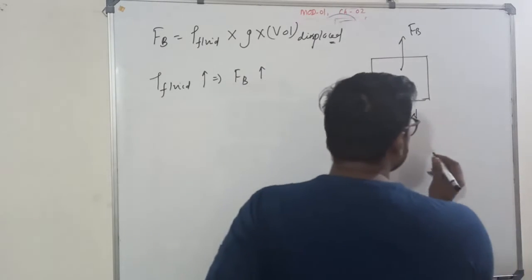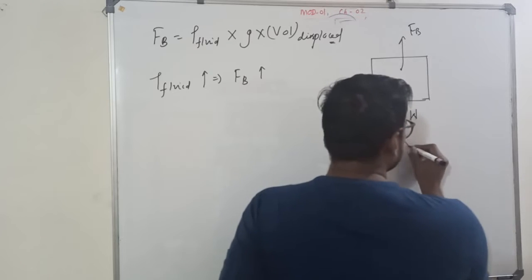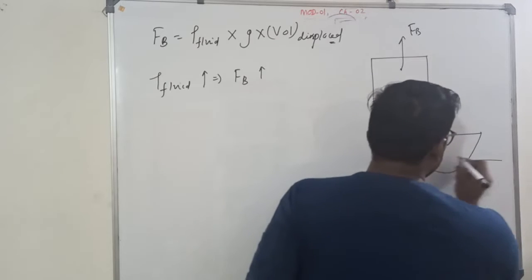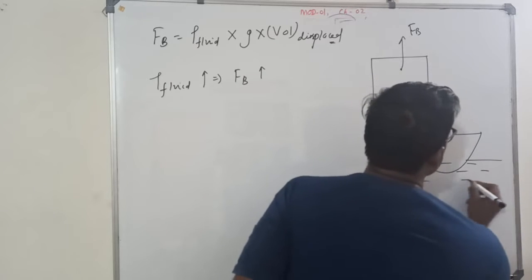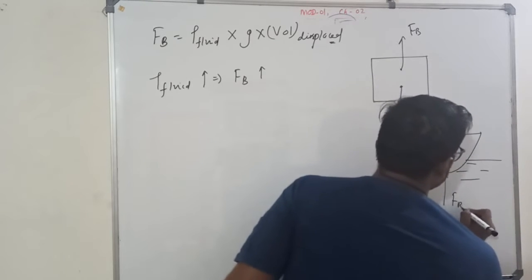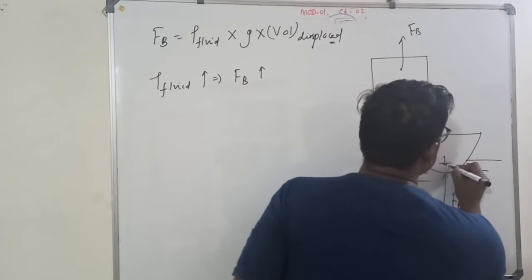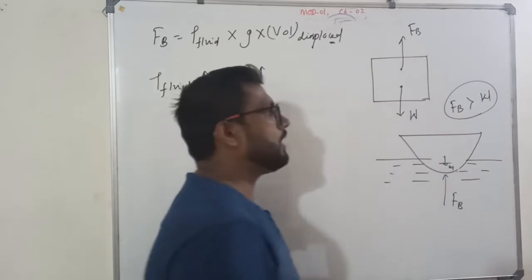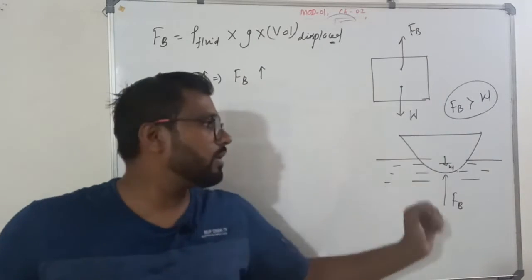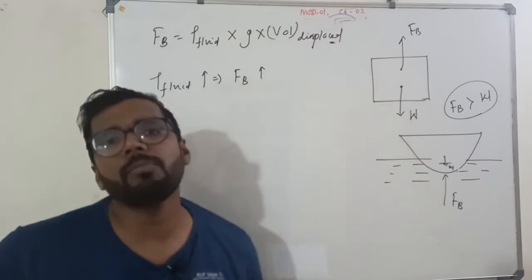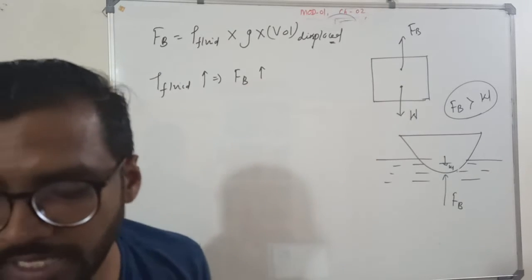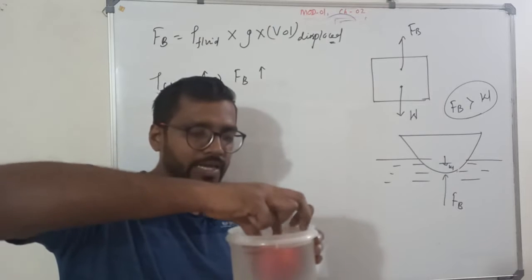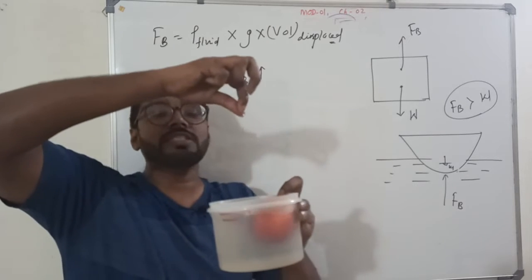That means if I have to float something in the liquid, which has to be more? Sir, that means your FB should be more than the W. If the FB is more than the weight, then it will float, because your buoyancy pushes it upward. See, like this apple experiment again. It has some weight, I am keeping it down, but because of the buoyancy force it is coming up.